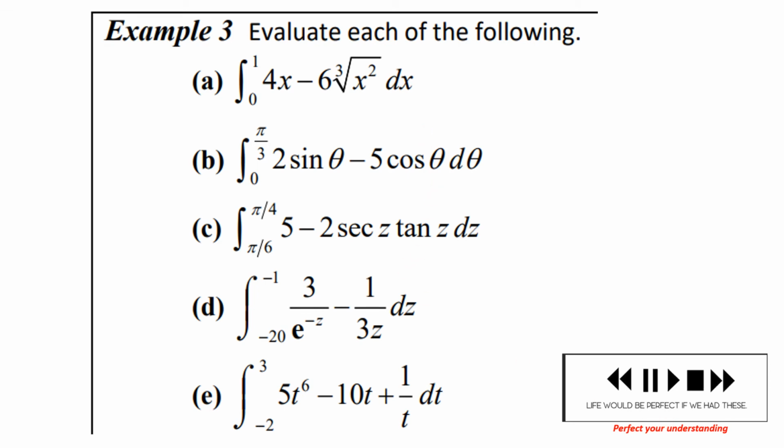Okay, here are some more problems for you to do. Please evaluate all of these. Press pause, do the work, and we'll see how you do.